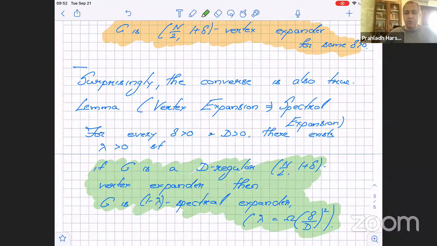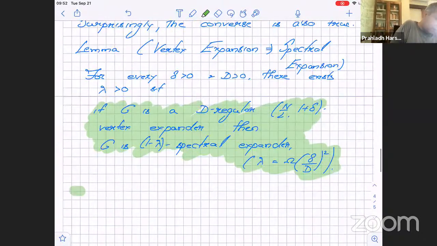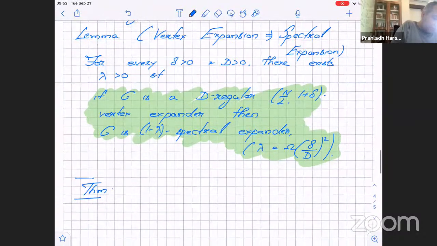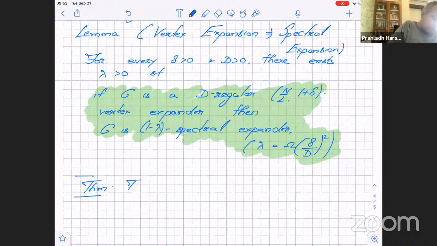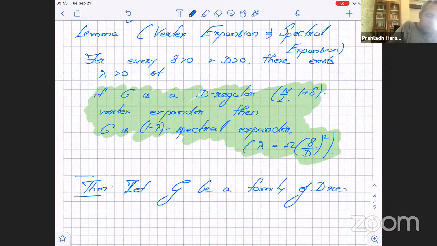So if you put these two together, this is the conclusion we have. Let G be an infinite family of d-regular graphs. Then the following two statements are equivalent.